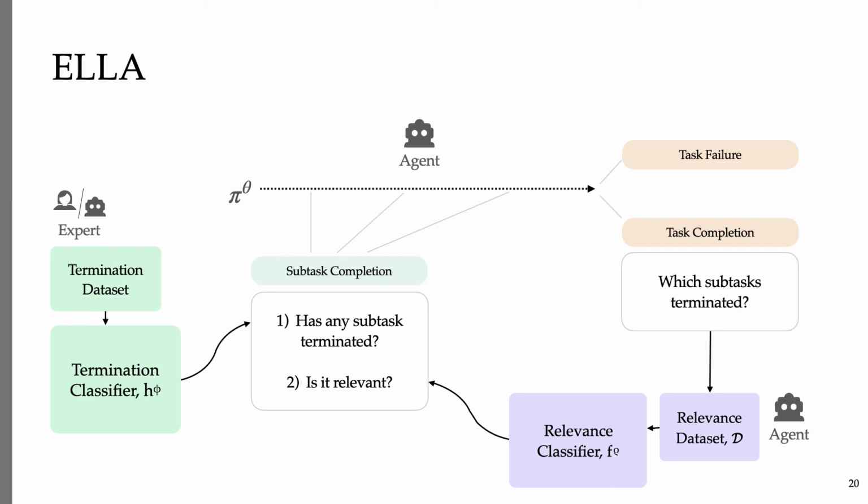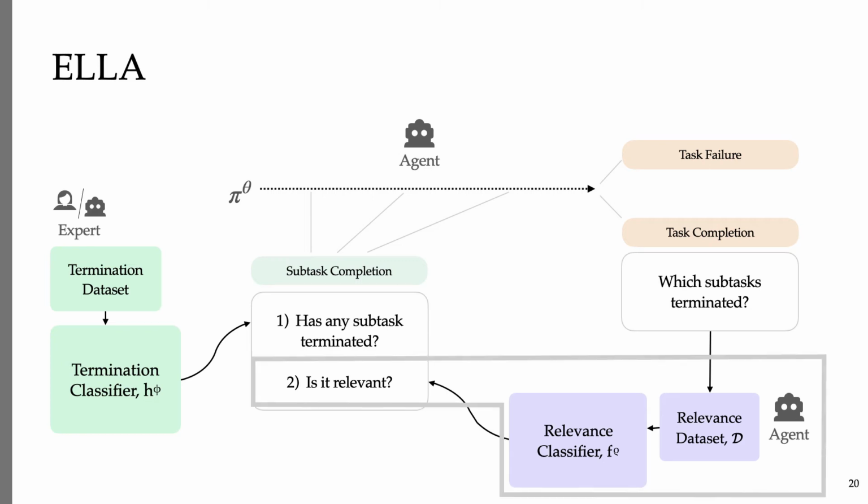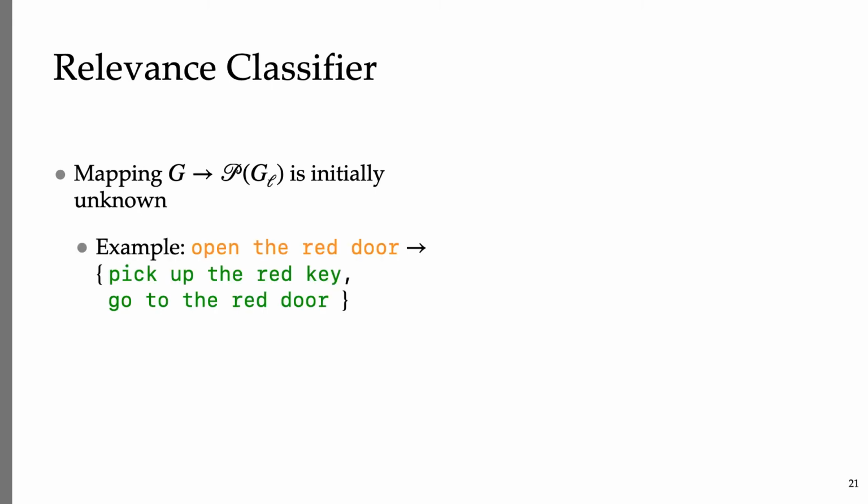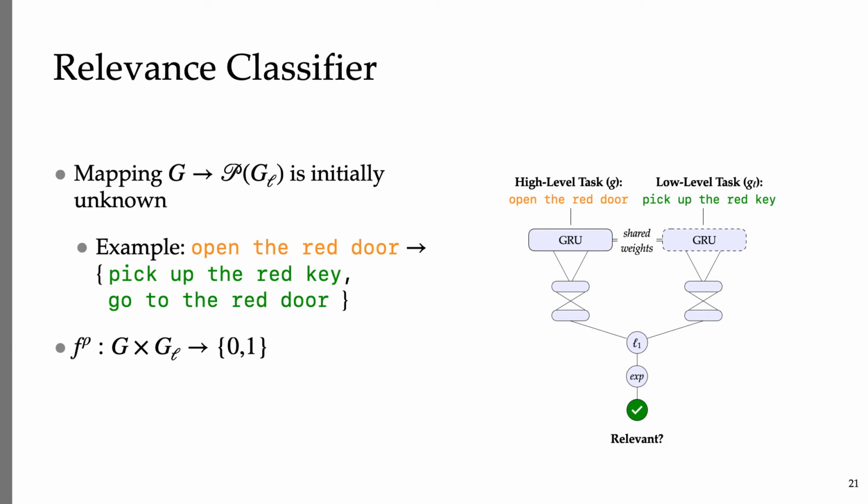Now, given that some subtask is terminated, we next ask if it is relevant before providing an intermediate reward, and we'll now discuss the relevance classifier. The mapping from high-level goals G to the set of relevant low-level instructions in the power set of G sub L is initially unknown. One example mapping is from the high-level instruction open the red door to the set pick up the red key and go to the red door. We represent such a mapping as a binary predictor of whether a pair of high and low-level instructions is relevant. And we use a Siamese network to make these binary predictions.